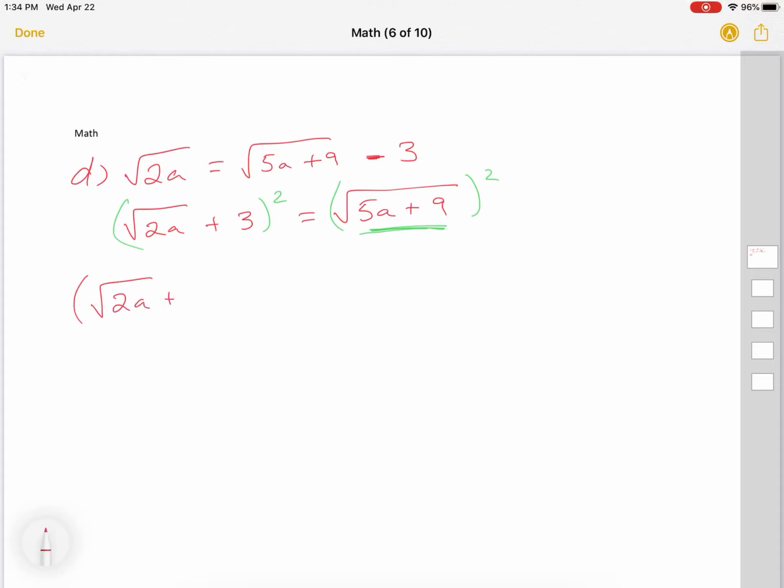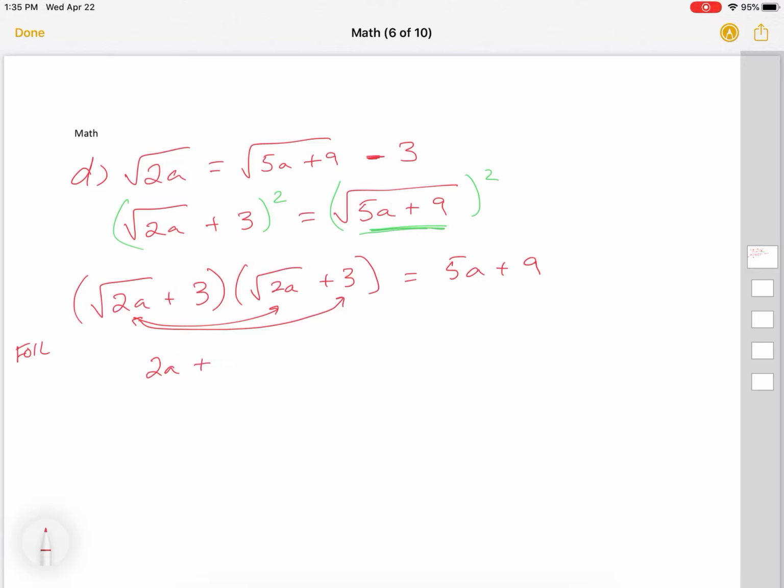Now, what that means is that this becomes root 2a plus 3 times root 2a plus 3, because we're foiling it, or we're squaring it. And here we have 5a plus 9. So we'll just leave the 5a plus 9 first. Now, we're going to use FOIL. So first, outer, inner, last. So the first one is root 2a times root 2a. So that gives us just 2a.